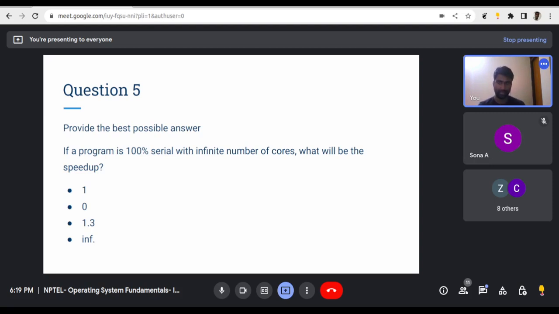Okay, so if a code is 100% serial, can it take advantage of multiple cores? It cannot execute in parallel. So even if there are multiple cores, it cannot take advantage of that, right? Even if the speed up factor can be infinity, since there is no part of the code that can be sped up with that, everything will be executed serially. So in that case, what will be the speed up?